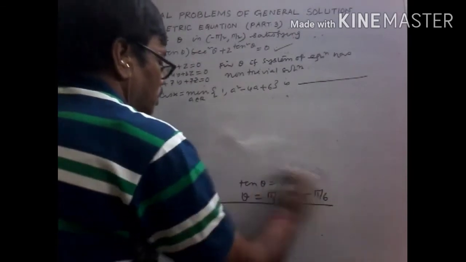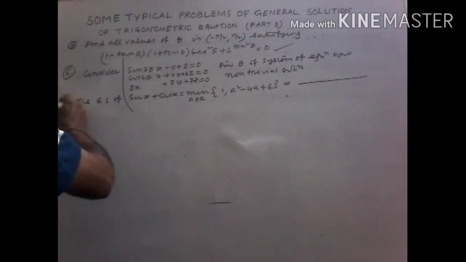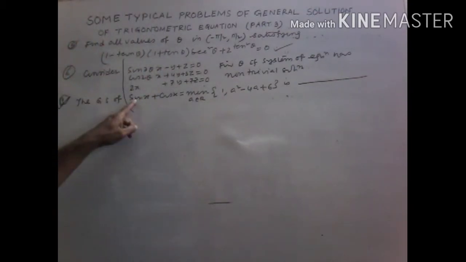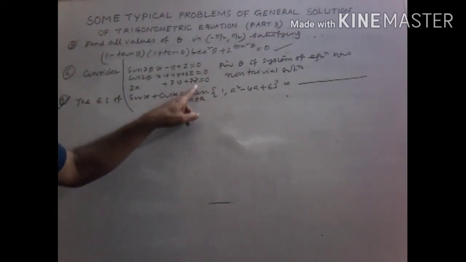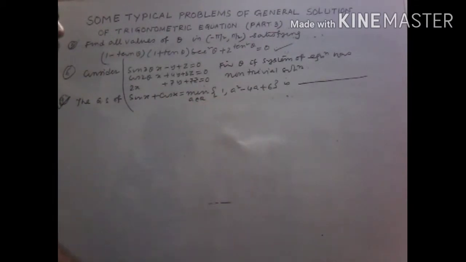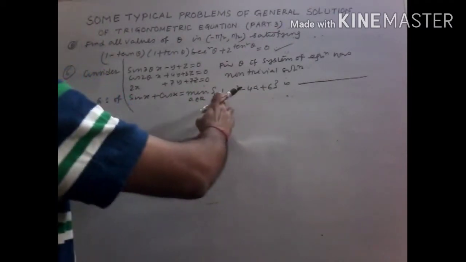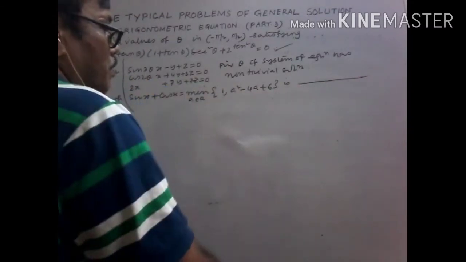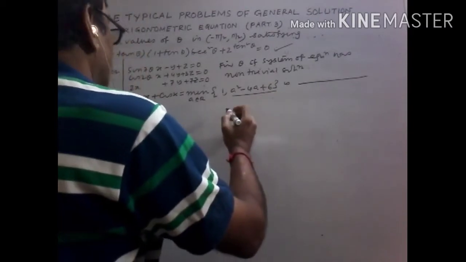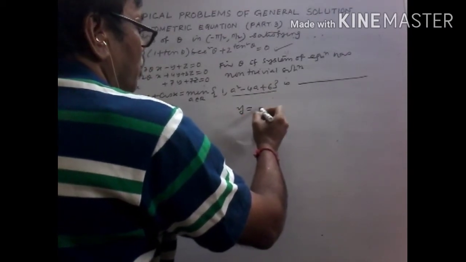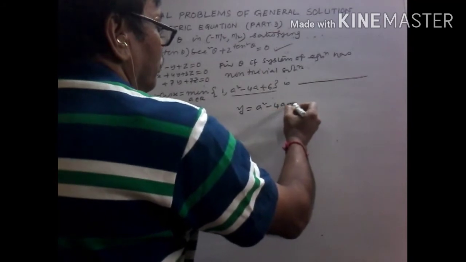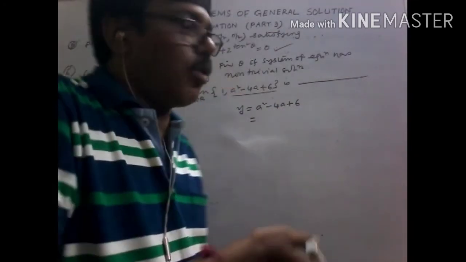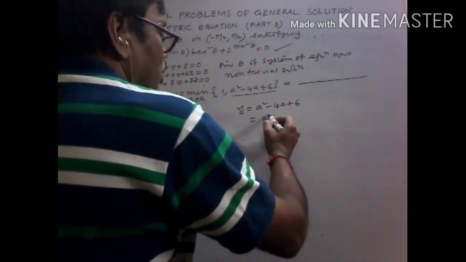Now suppose the problem number is this one. This is a very simple problem. We consider this: the general solution of sin theta plus cos theta equals the minimum value of this. So we have to take the minimum of this and this. This is 1, so this is a fixed value. And what is the minimum value of the expression? To find the minimum value, we have to differentiate it or express it as a sum of squares.